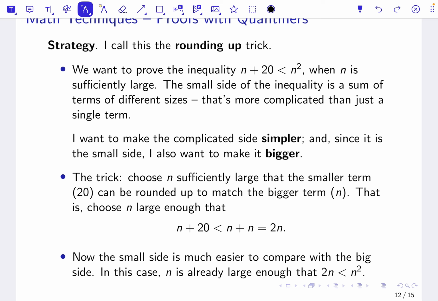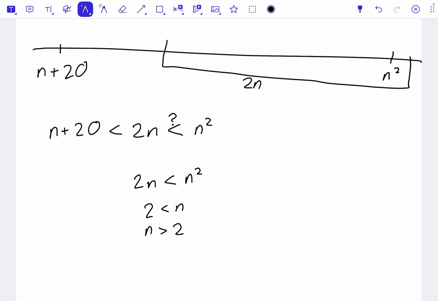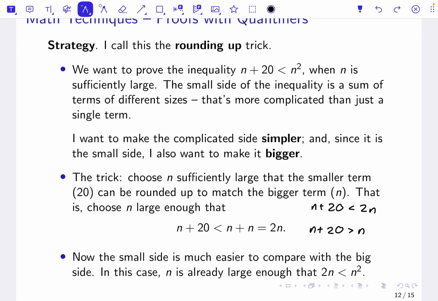If instead of n plus 20 is less than 2n, you found that n plus 20 is greater than n, and then you compared n with the big side, the simplified side you found would be to the left of the original, and then anything you find based on that new simplified inequality wouldn't necessarily apply to the original. That's something that trips up students too.